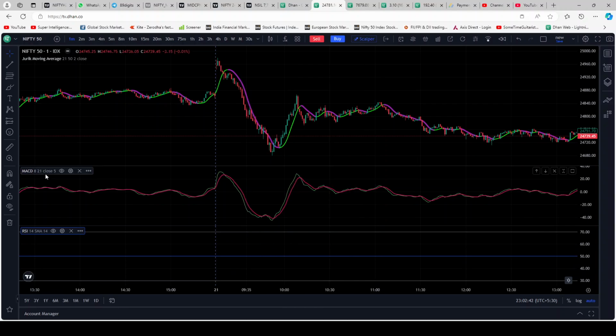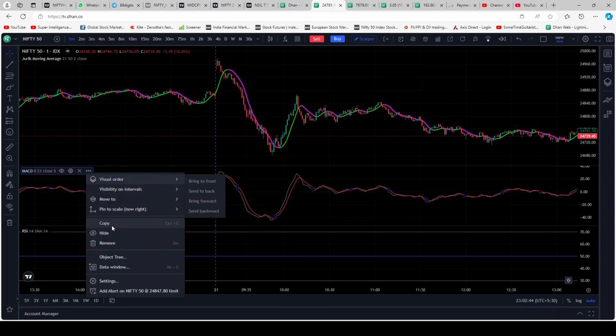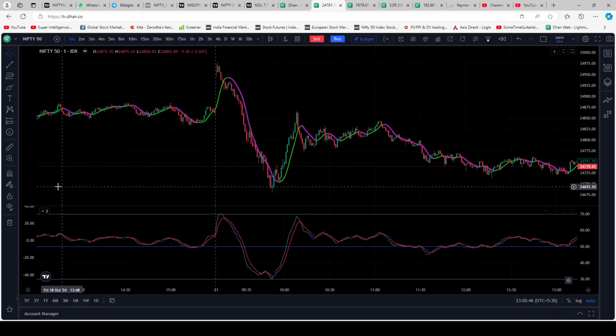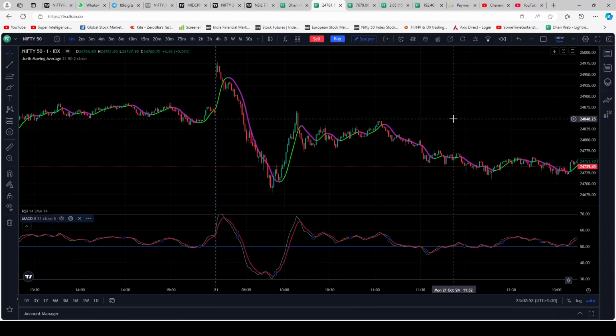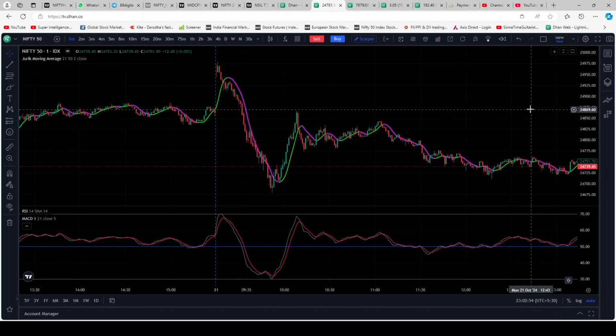I'll click OK. I'll mix the two, move to existing pane below, and then pin to scale, no scale, full screen. That's it. They are both merged now.